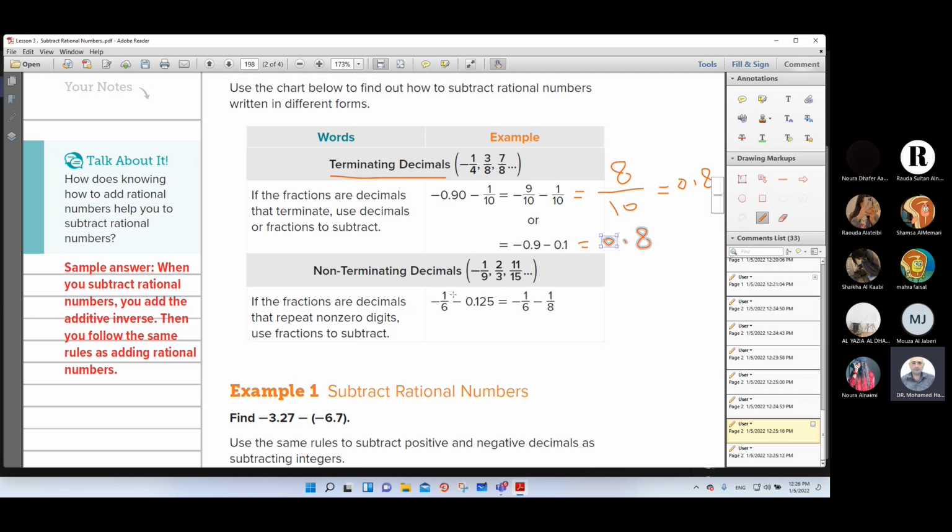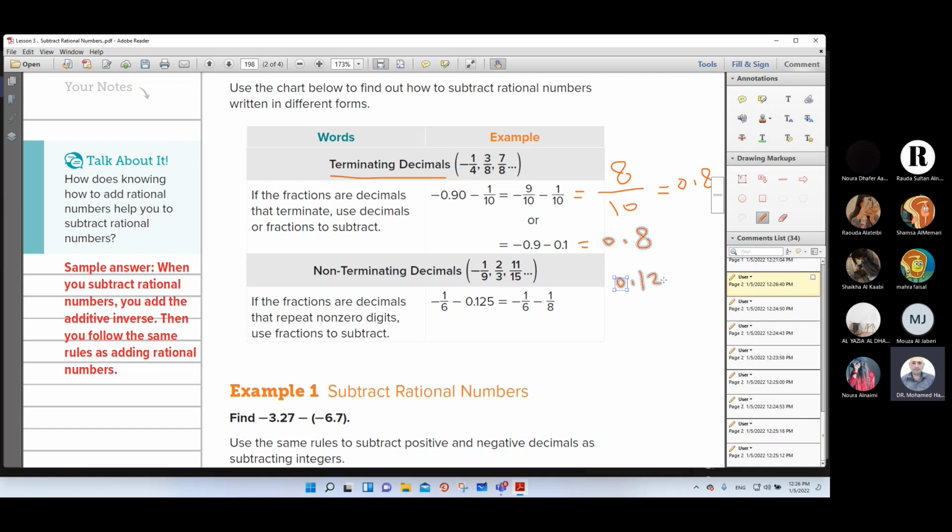So here we have negative 1 over 6. It's difficult if you want to change the fraction to the decimal. So here, keep the fraction as the fraction and change the decimal to the fraction. In this case, we keep the fraction, negative 1 over 6, and we change the decimal to the fraction.